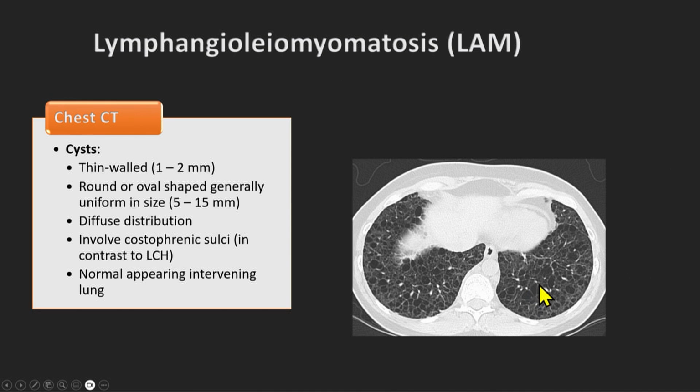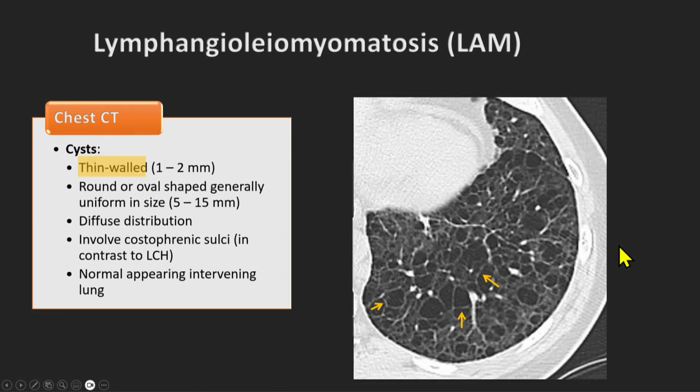Okay, let's talk about LAM here, lymphangioleiomyomatosis. Again, usually a diagnosis of women, childbearing age women. But let's talk about the morphology that we're going to see. These cysts, in contradistinction to LCH, are pretty cysts. These are beautiful cysts. If you had no idea what cystic lung disease was, and someone told you cystic lung disease, this is probably what you would imagine cystic lung disease looks like.